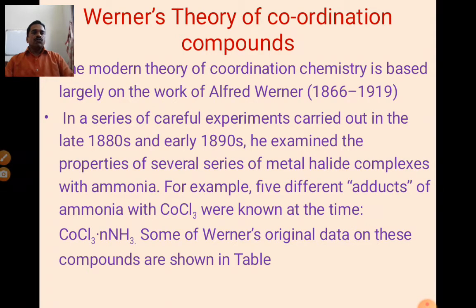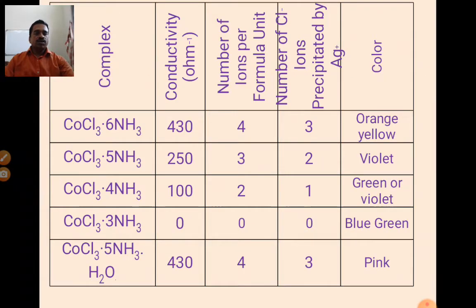Alfred Werner carried out a number of experiments during the 1880s to 1890s. In his experiments, he studied the properties of several metal halide complexes with ammonia. For example, five different adducts of ammonia with cobalt chloride were known at that time, which have the general formula CoCl3·nNH3. Some of Werner's original data obtained during this experiment are shown in this table.